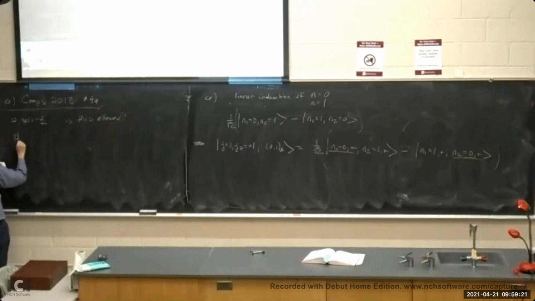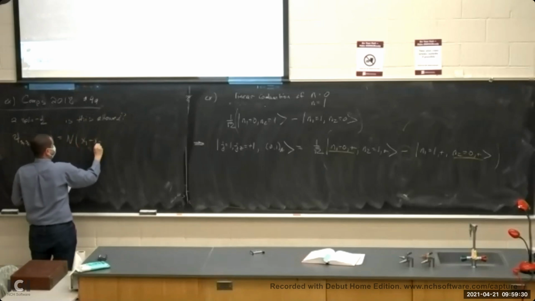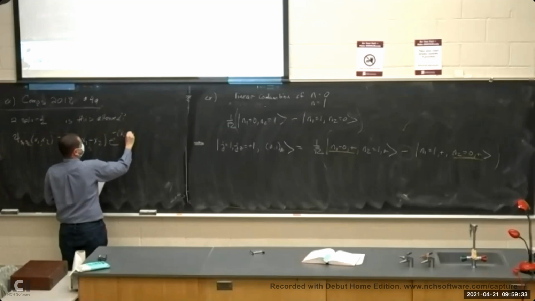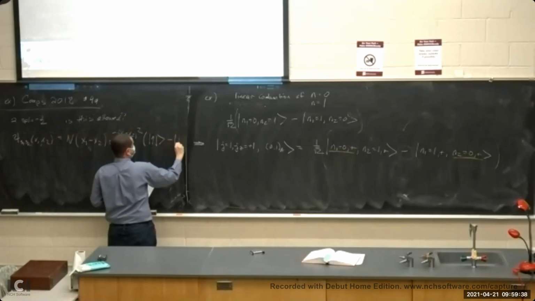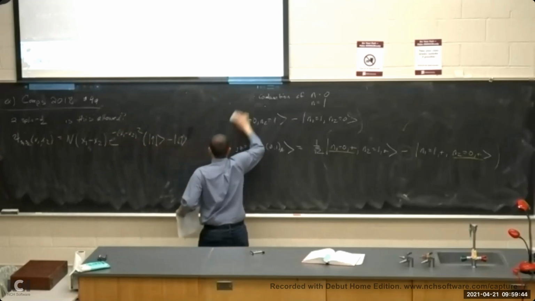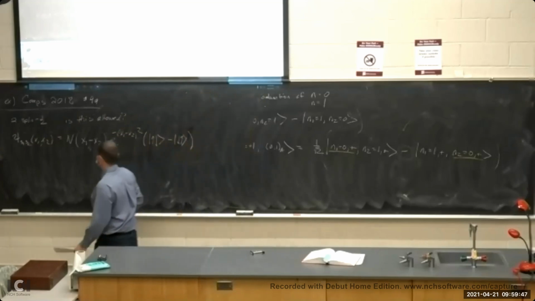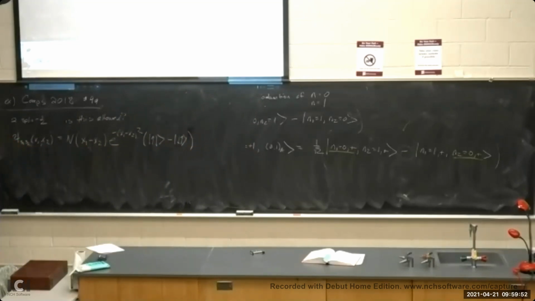You have psi of spin 1, spin 2, and x1 and x2, which is some normalization factor nobody cares about, times (x1 minus x2) e to the minus (x1 minus x2) squared. And then the state is up, down, minus down, up. So is this state consistent or inconsistent with the statistics of spin 1/2 particles? Any thoughts?